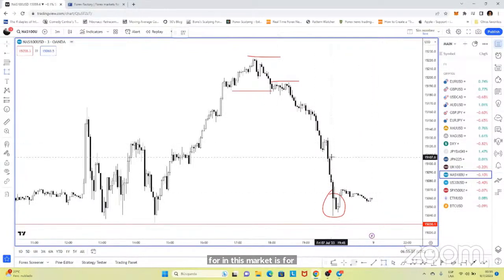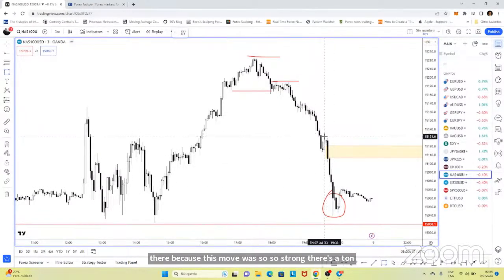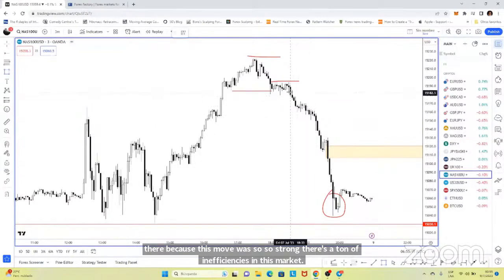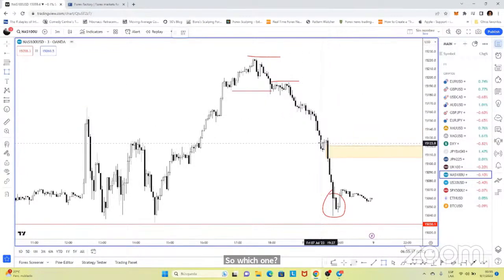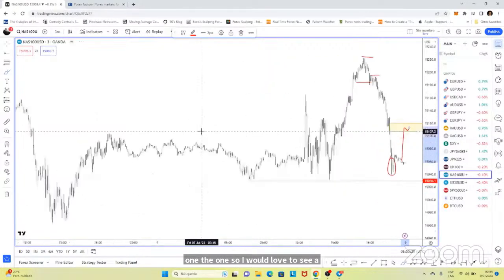And this is the question that I get asked a ton. Because this move was so strong, there's a ton of inefficiencies in this market. So which one am I going to trade? Actually, there's just the one. So I would love to see a pullback towards this level for possible shorts in this market.